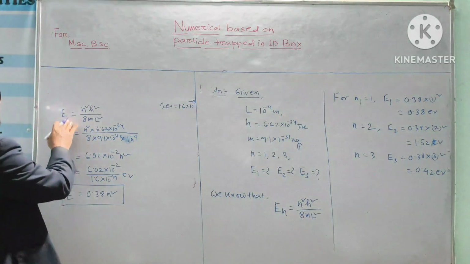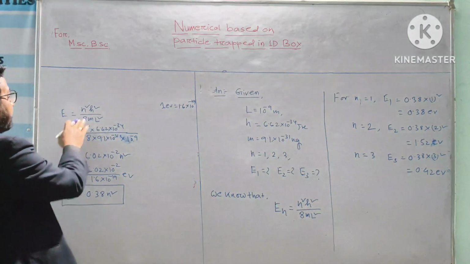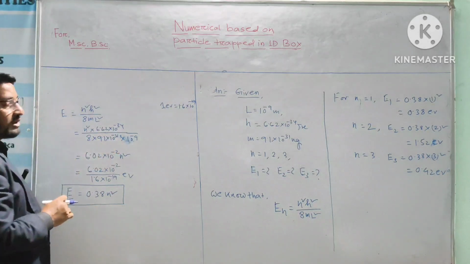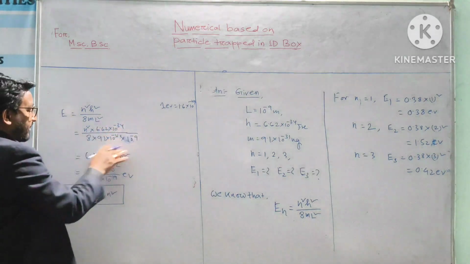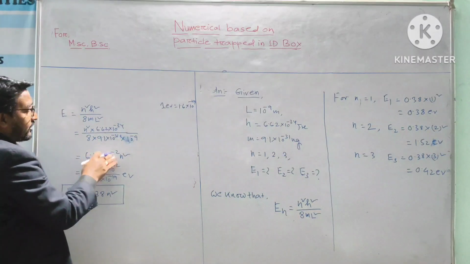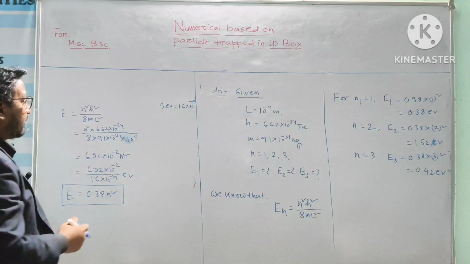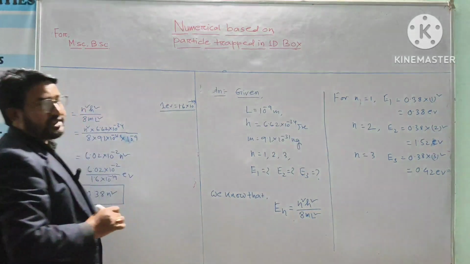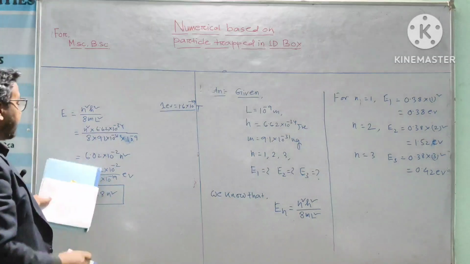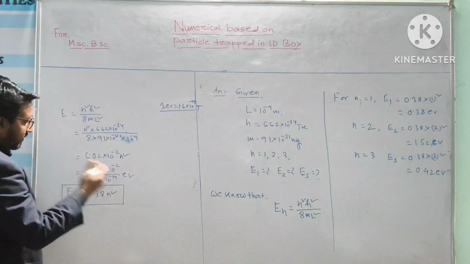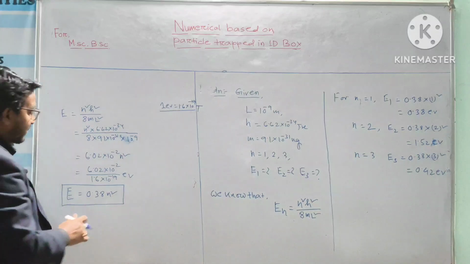Now E equals n squared h squared over 8 m L squared, where h equals 6.62 into 10 to the minus 34, m, the mass of the electron, is 9.1 into 10 to the minus 31 kg, and L equals 10 to the power minus 9. After solving this part, we can write 6.02 into 10 to the minus 2 into n square. And this value we can convert into electron volt, because we know that 1 electron volt equals 1.6 into 10 to the minus 19 joule. So when we divide this value by that, we can convert to electron volt. So we can write E equals 0.38 n square electron volt.